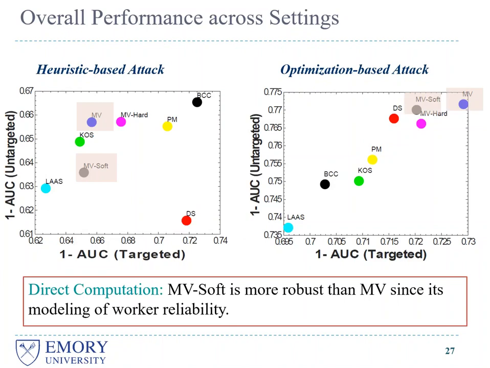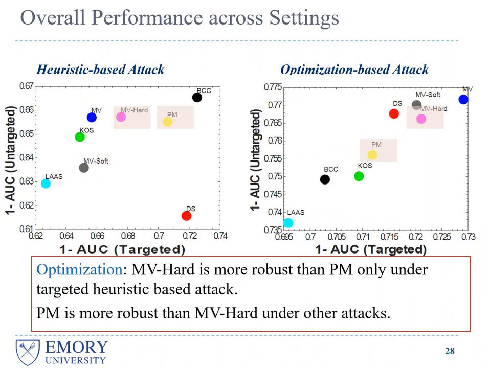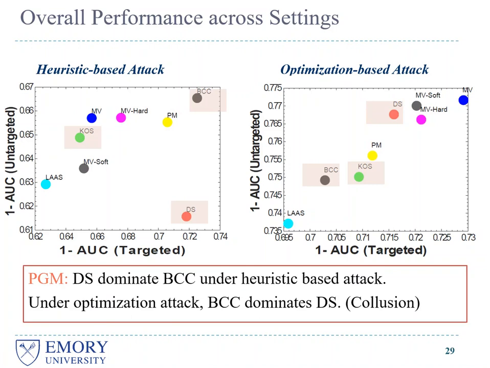Among direct computation methods, MVSoft is more robust than MV since it models worker reliability. Among optimization methods, MVHard is more robust than PM only for targeted heuristic-based attack. Among PGM methods, DS dominates BCC under heuristic-based attack. However, under optimization-based attack, BCC dominates DS, and it might be because of the nature of optimization attack, in which attackers collude with each other to come up with better, strategic malicious answers.